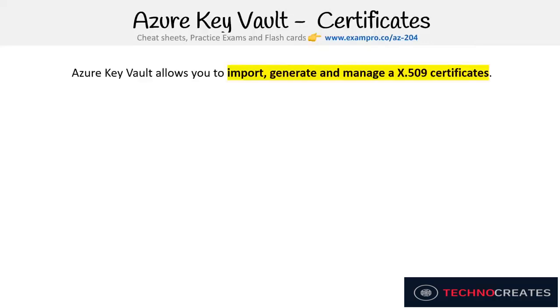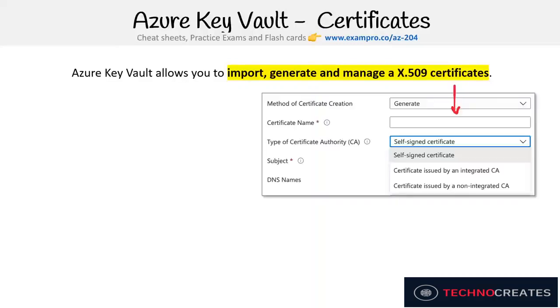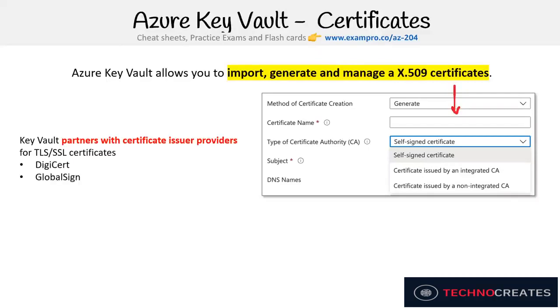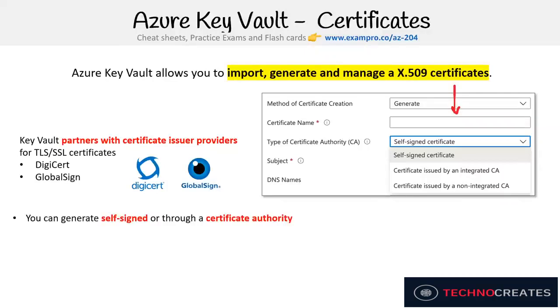Azure Key Vault allows you to import, generate, and manage X509 certificates. So the idea here is you can generate one, you can self-sign one, or you can use one with a certificate authority. But let's talk about some other things here. Key Vault partners with certificate issue providers for TLS and SSL certificates. So we have DigiCert and GlobalSign, those being two very large companies. You can generate self-signed or through a certificate authority.